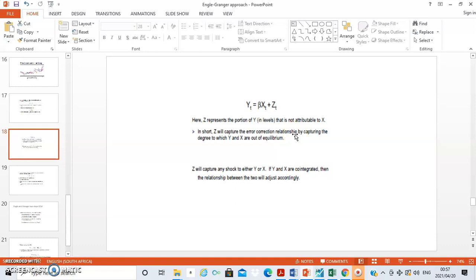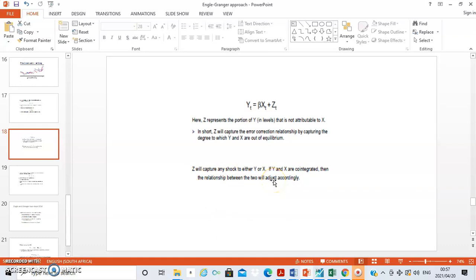where y and x are out of equilibrium, or in disequilibrium. So this z would capture that error correction term, or basically an error correction mechanism which captures the degree or the extent to which these two variables are in disequilibrium. And it is for this reason that z will capture any shock to either y or x, and therefore if these two are co-integrated, the relationship between the two will adjust accordingly.